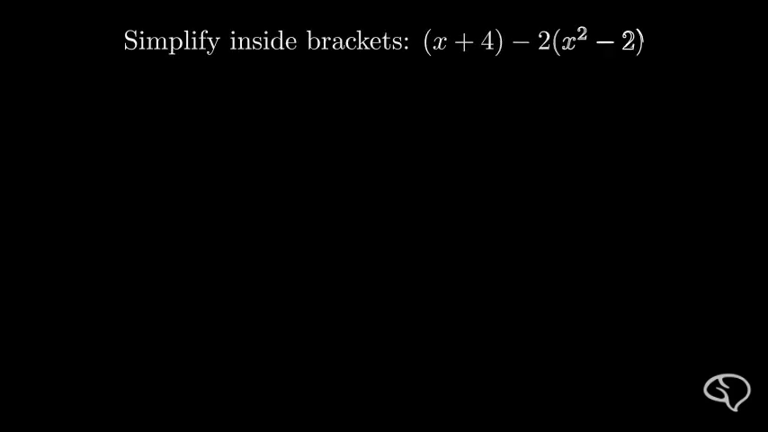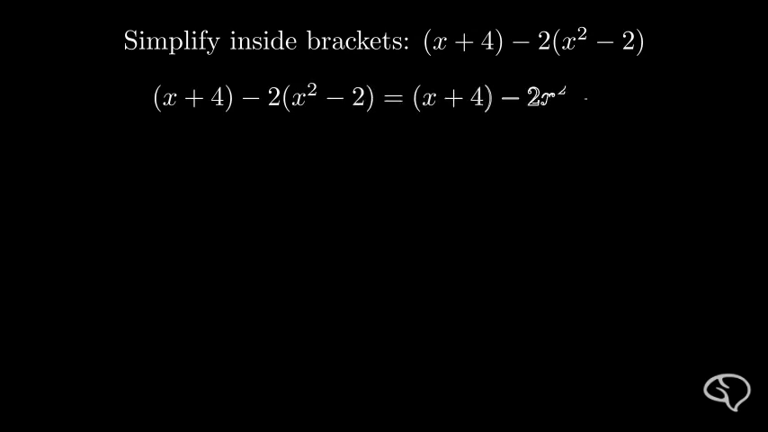Now our task is to simplify the expression inside the brackets. This involves distributing and combining like terms. Let's focus on the part inside the brackets, x plus 4 minus 2 times (x squared minus 2). The first step here is to distribute the negative 2 to the terms inside the second set of parentheses. We multiply negative 2 by x squared, which gives us negative 2x squared. Then, we multiply negative 2 by negative 2, which gives us positive 4.